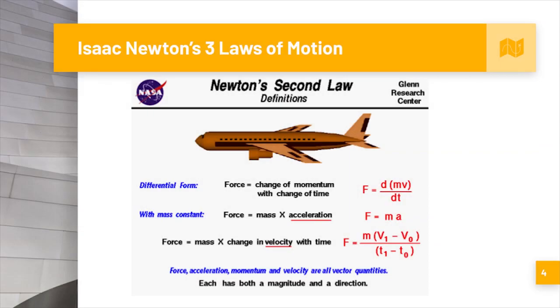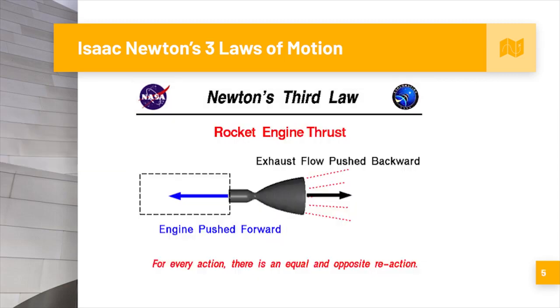The second law explains how the velocity of an object changes when it is subjected to an external force. This law defines a force to be equal to the change in momentum, which is mass times velocity, per change in time. The formula for this is F equals ma, or F, the product of an object's mass, which is m, and its acceleration, a.